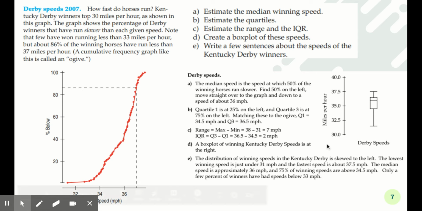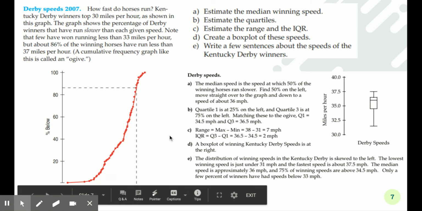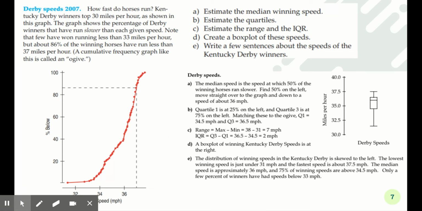And then we said the distribution of the winning speeds in the Kentucky Derby is skewed to the left. The lowest winning speed is just under 31 miles per hour, and the fastest speed is about 37.5 miles per hour. The median speed is approximately 36 miles per hour, and 75% of the winning speeds are above 34.5 miles per hour. Only a few percent of winners have had speeds below 33. And if you look at that, notice the spread at the top half is a lot smaller than the spread at the bottom half.